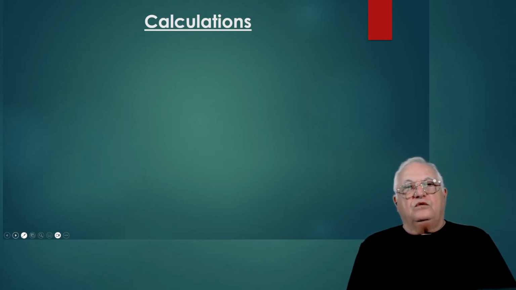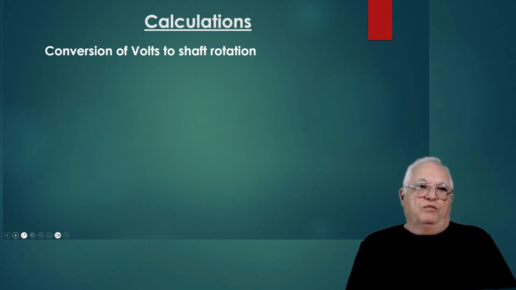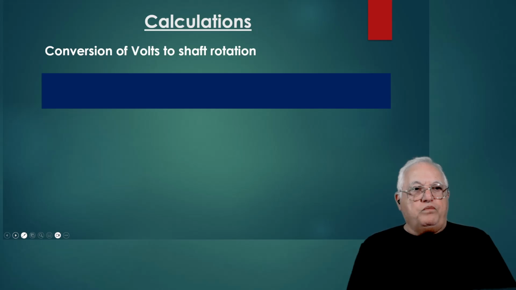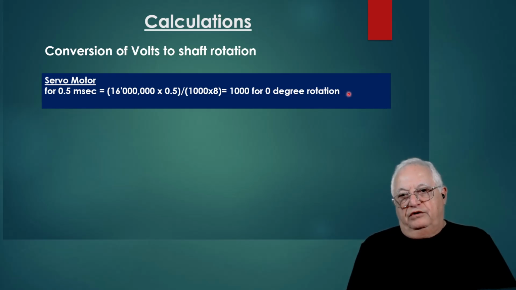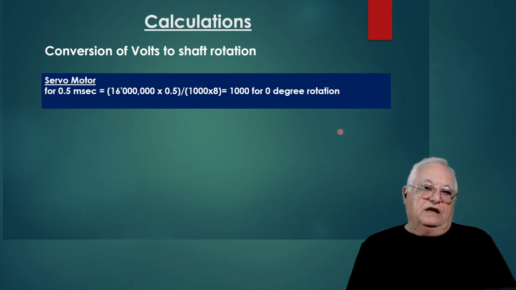Okay, let's go to another calculation that has to do with converting volts to servo motor shaft rotation. How do we figure out how far we need to move our shaft? So let's look at the servo motor parameters. We know that a pulse which is high for a duration of 1 millisecond is equal to 1000 ticks, and that corresponds to the 0-degree rotation. By the way, these items were explained during the servo motor presentation, so this is kind of a refresher.